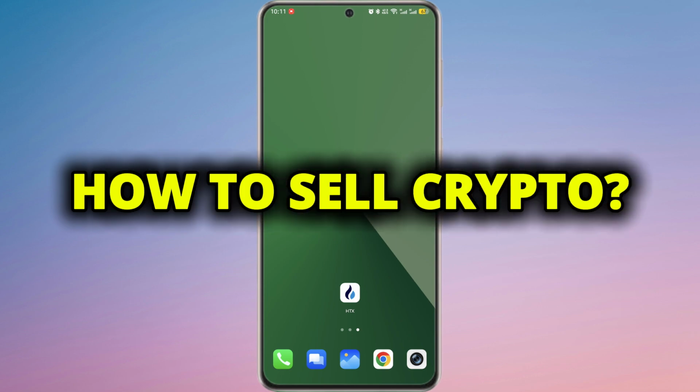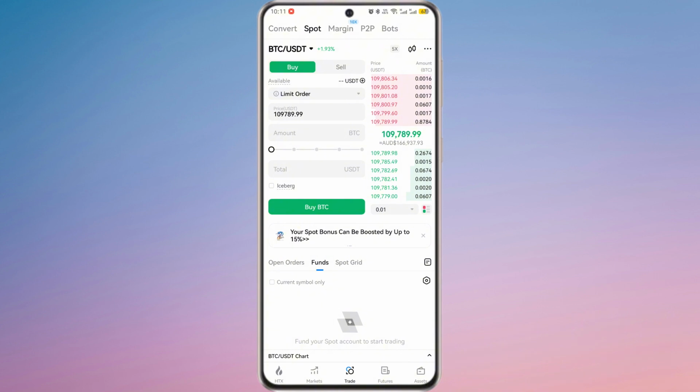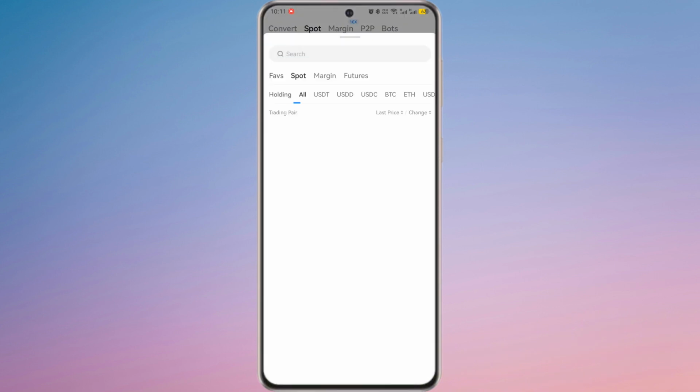How to sell crypto on Huobi Exchange. First of all, open the app on your device and log into your account. From the main dashboard, tap on the trade option at the bottom of the screen. Here you will see a list of available trading pairs.